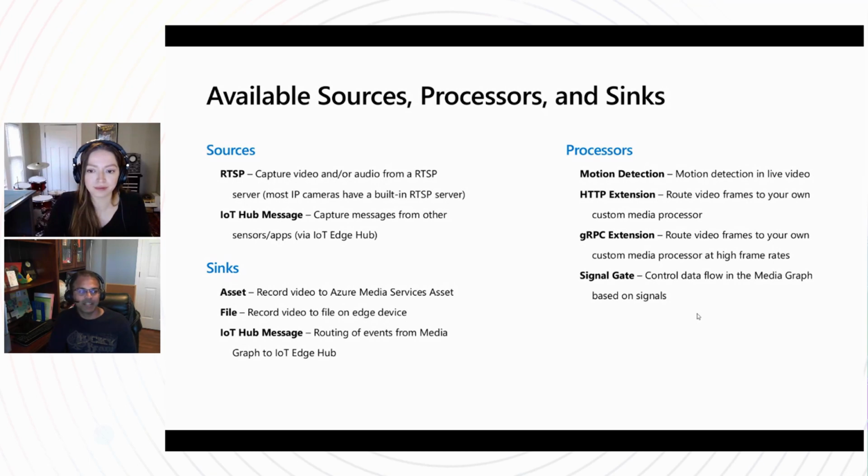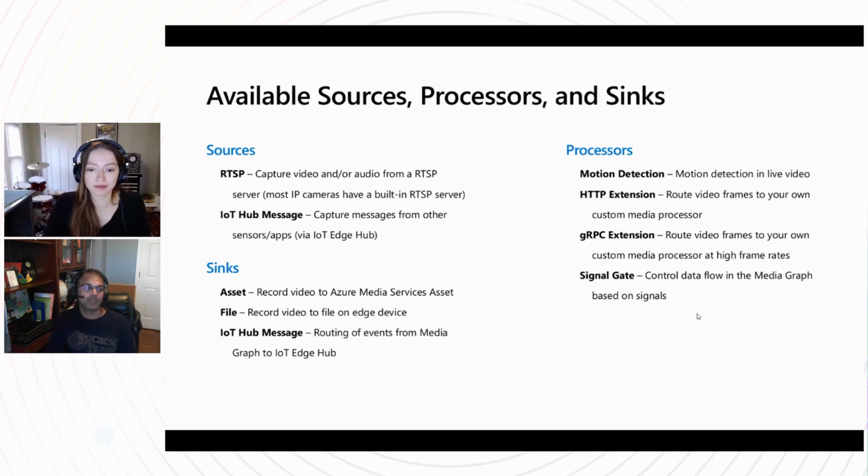And then we have three different kinds of syncs. So the first one is an asset sync. So asset is a concept in Azure Media Services, and it is essentially the video presentation concept. So using the asset sync, you can record video to the cloud either continuously or based on events. There is also a file sync that enables you to record video on the edge device itself.